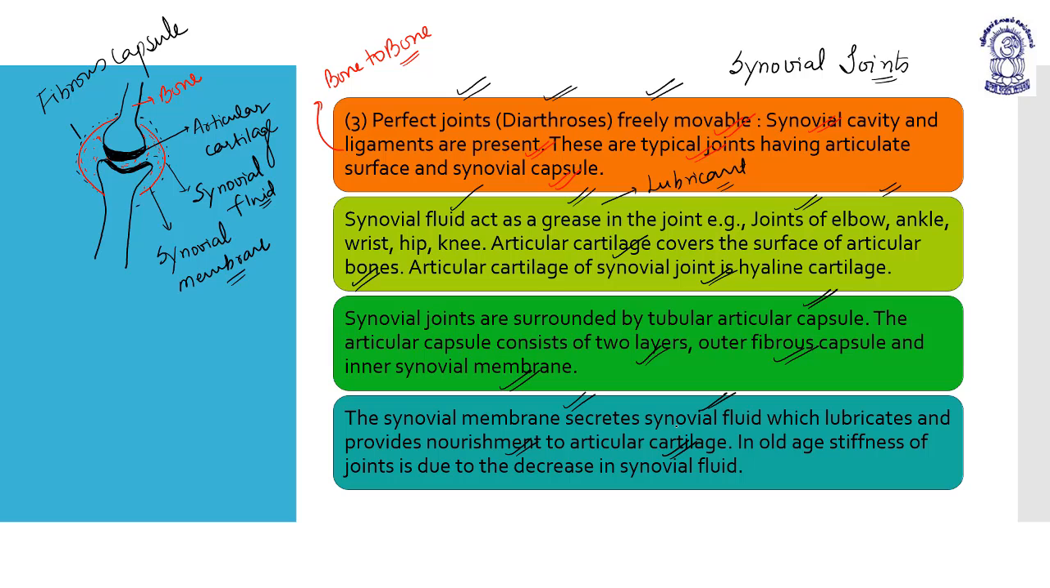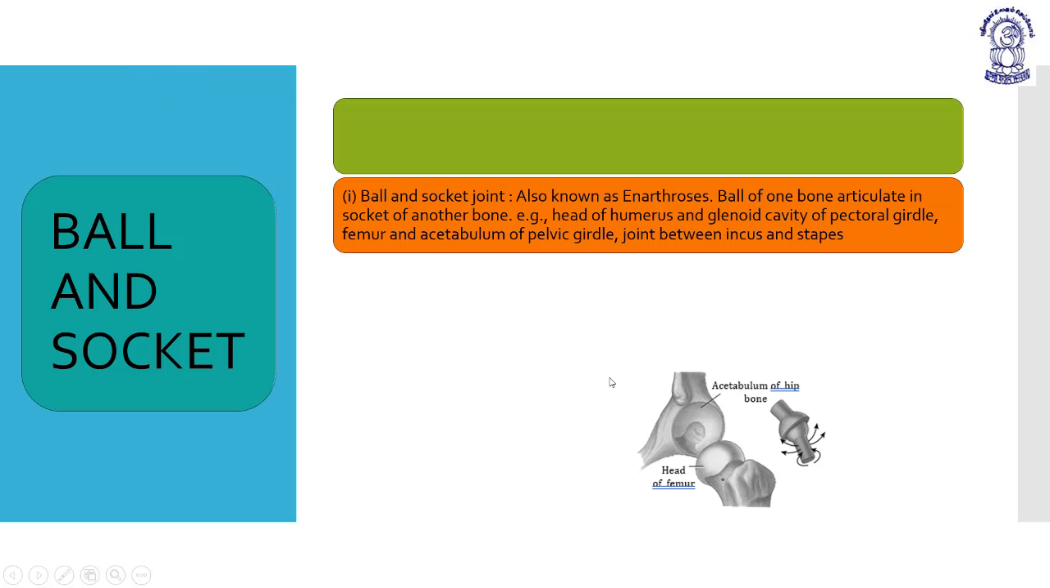So the main function of synovial membrane is to secrete synovial fluid, and the main function of synovial fluid is to lubricate and provide nourishment to articular cartilage. In old age, stiffness of joints is due to the loss of synovial fluid. Because of friction, the articular cartilage gets destroyed, which leads to friction between the bones and hindrance in movement.